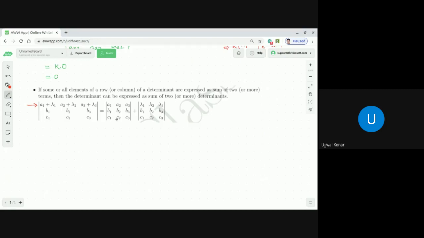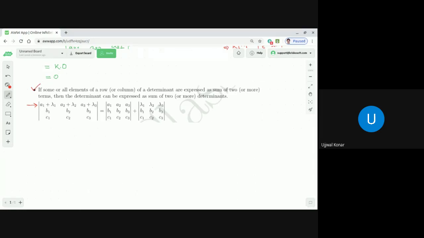One is A1, A2, A3, B1, B2, B3, C1, C2, C3. And the other one is lambda 1, lambda 2, lambda 3, B1, B2, B3, C1, C2, C3. The second row and third row remain unchanged. As the first row is expressed as a sum of two terms in this case, the determinant can be expressed as a sum of two determinants. Now go back to the statement and you will find a clear understanding.